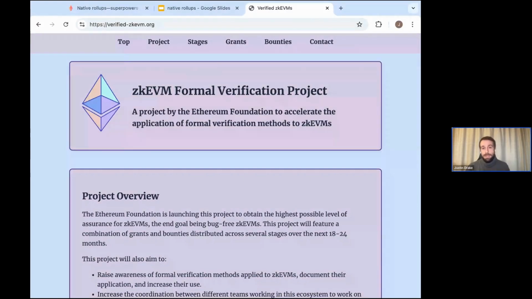And one of the things that we're focusing on is ZK RISC-V VMs, and the reason is that there seems to be a convergence towards RISC-V, and formally verifying the correctness of these RISC-V virtual machines is a good first step to get high conviction in these ZKEVMs.